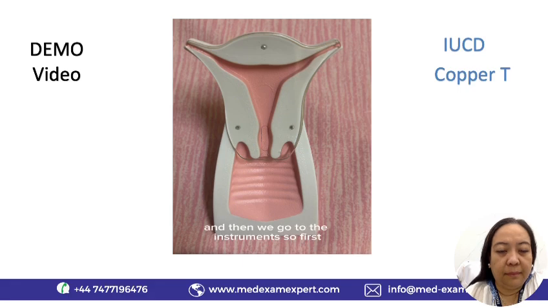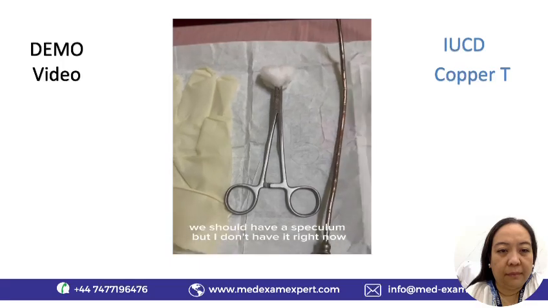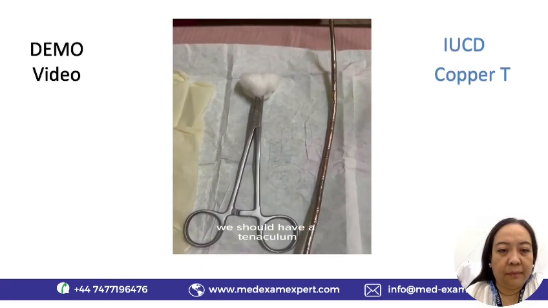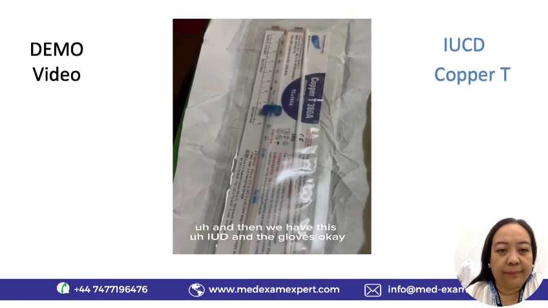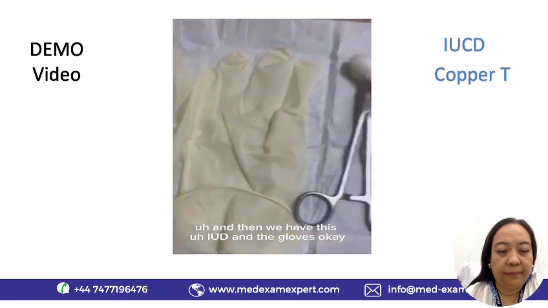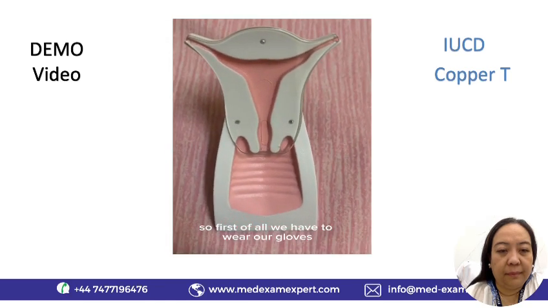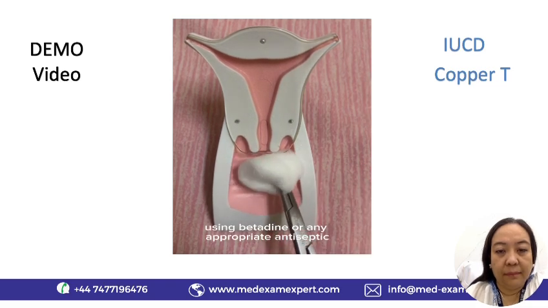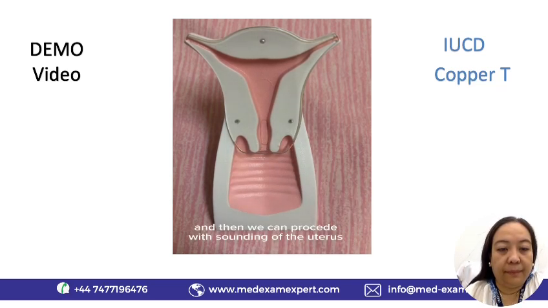And then we go to the instruments. We should have a speculum, but I don't have it right now. We should have a tenaculum. We should have forceps. And then we have this IUD and the gloves. First of all, we have to wear our gloves. Make sure to clean the cervix using betadine or any appropriate antiseptic. So clean the cervical os and the vagina, and then we can proceed with sounding of the uterus.